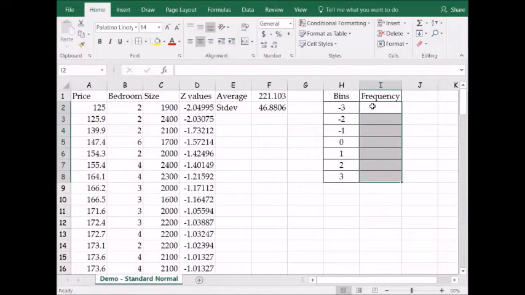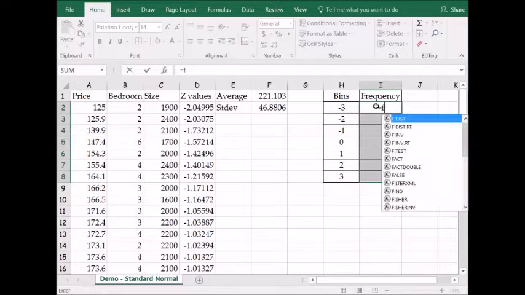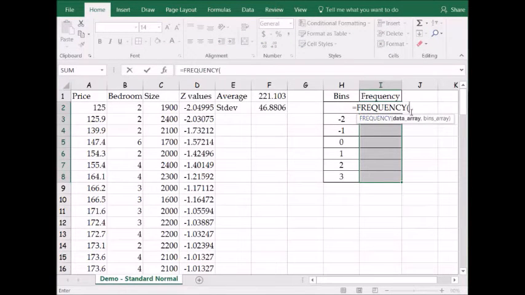I'll select all of the cells that I want my output to go to, because the frequency formula is an array, and we select all cells where we want the output entered. Equals frequency, and then it tells me that I should select my data array. I'm going to select my z values. I do not want to select the label for this.